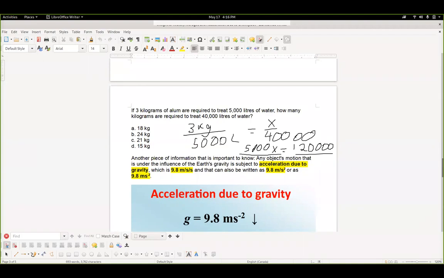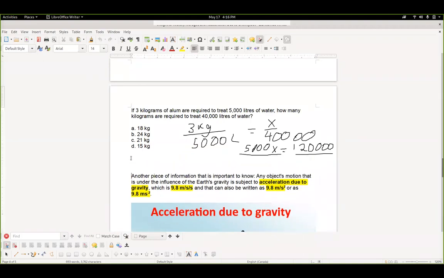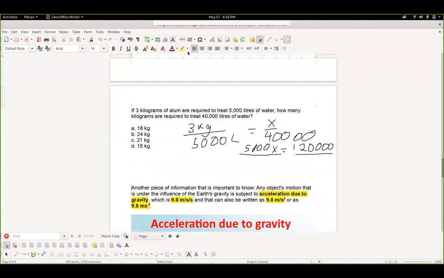So we're running out of space here. Let me just make some more space. So 5,000 X divided by 5,000. The 5,000s will cancel each other out and you'll be left with X. And 120,000 divided by 5,000. I know that these zeros will cancel out with these zeros. And now it's a matter of 120 divided by 5.